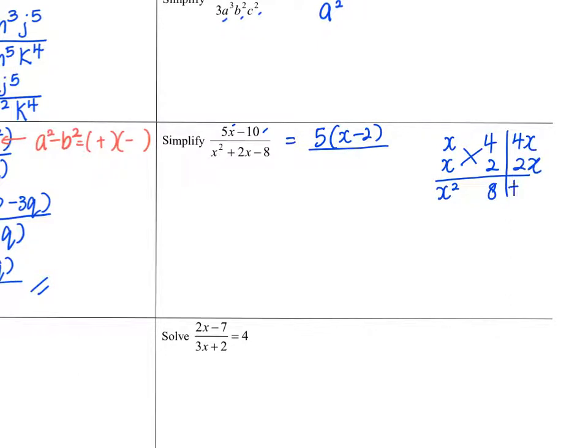4x minus 2x gives plus 2x. That means the larger number is positive, the smaller number is negative. Check, negative 8, negative 8. So this is given by x plus 4, x minus 2. Now, mentally in our mind, we know that this can be cancelled away. So I'm left with 5 over x plus 4. Have you gotten the answer?